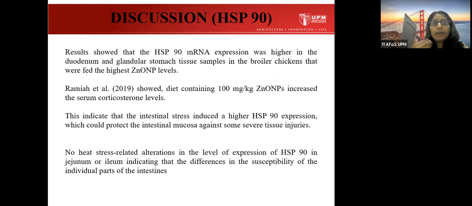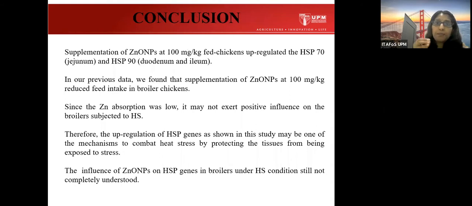So in my previous data, as I mentioned to you, we found the supplementation of the zinc oxide nanoparticle at 100 mg/kg reduced the feed intake in chicken. Why? Because there's an increase in synthesis of intestinal methionine that is associated with the reduction of zinc absorption. So since the zinc absorption is low, it may not exert the positive effect on the broiler subjected to heat stress. Therefore, the upregulation of the genes as shown in this study maybe is a mechanism to combat the heat stress by protecting the cells from being exposed to stress.